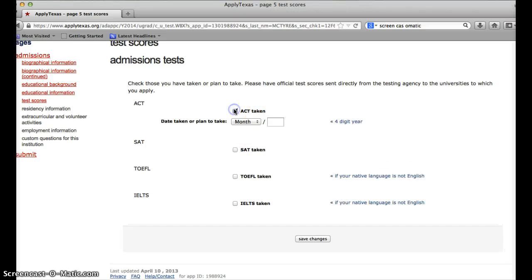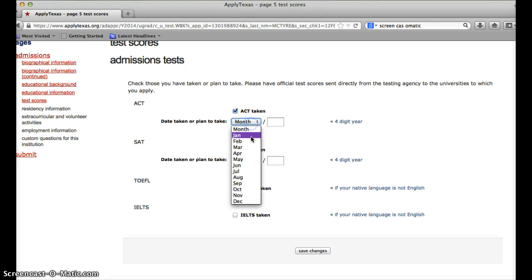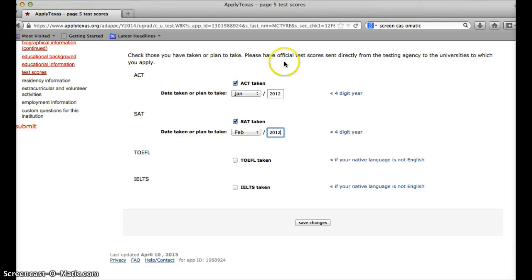And then here they want to know when you take your ACT and when you take your SAT. So let's say we took the ACT last year and we took the SAT the following month. If you indicate this right here, that does not automatically send your score over to the school. You would have to log into the ACT and SAT website and actually send your score from there. This just gives them an idea of when to look for your score.